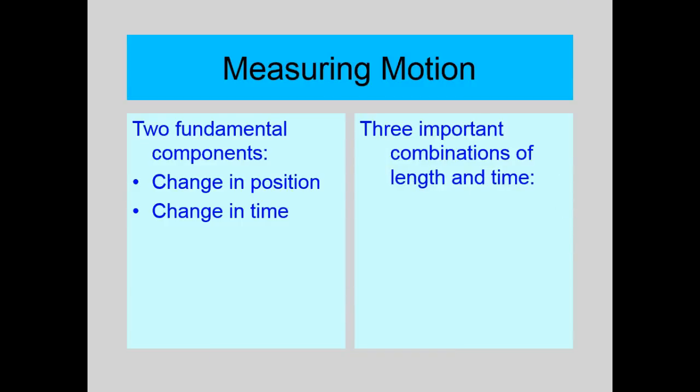Now, 3 important combinations of that length and time. We've already mentioned all of those. The first of these, now we mentioned displacement or distance, that's just change of position. But the combination of that with time, one of these is speed. Now, I've already mentioned it. What can you tell me about speed?